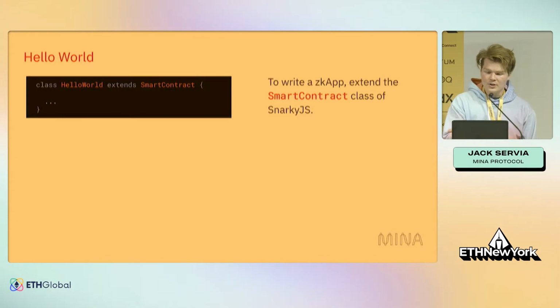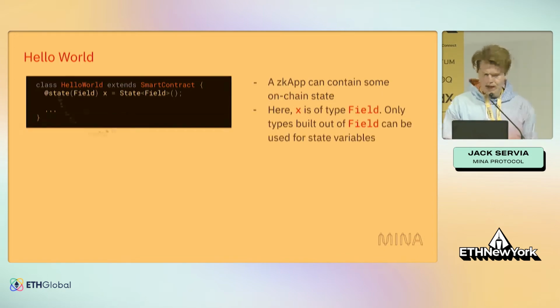So to write a smart contract, we just extend this smart contract class in SnarkyJS. So we're making a smart contract called Hello World. zkApps, by default, are associated with 8 field elements that are stored on-chain. We don't have a lot of on-chain storage by default because we expect that people will use these field elements to store commitments to off-chain storage or storage on IPFS. You can put the data anywhere you want. You just need to store a commitment to the data on-chain.